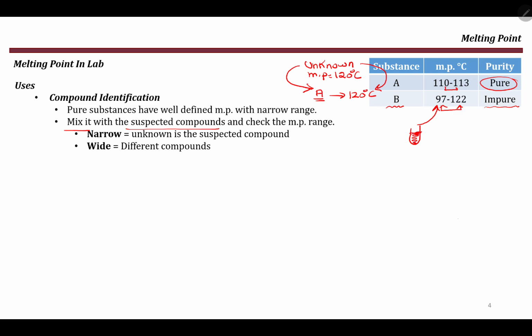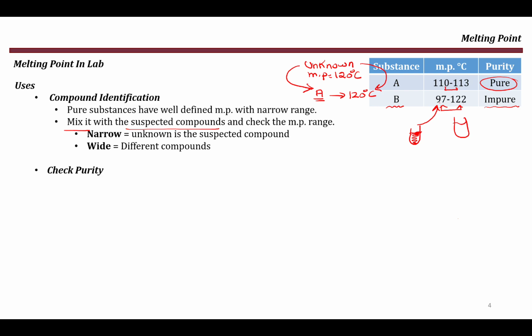So 97 degrees is the temperature when the first, let's say this was a solid, when the first droplet of the solid changed into a liquid, the temperature was 97. And then it took the compound from 97 degrees to 122 degrees to completely transform into a liquid. This is what we call the range, or this is how we determine the range. So the range is the temperature from which the first droplet of the solid changes into a liquid until all the solid changes into a liquid.